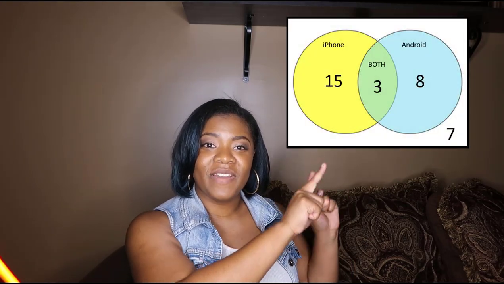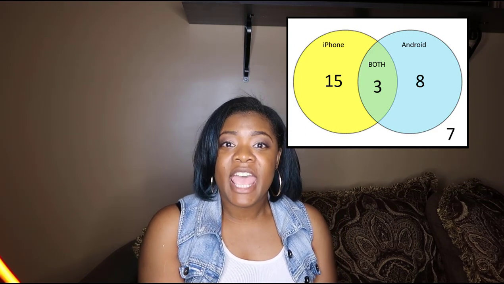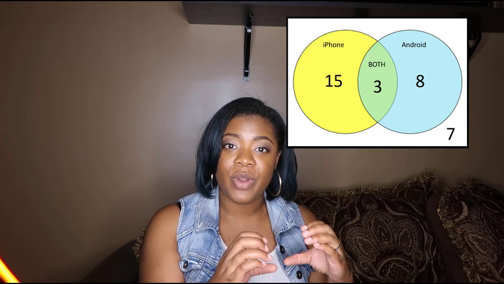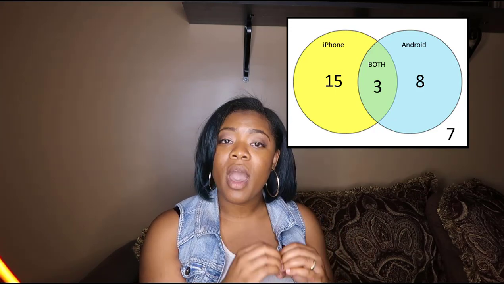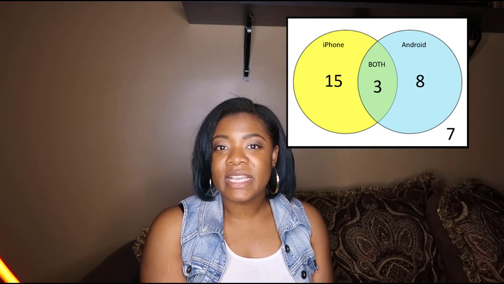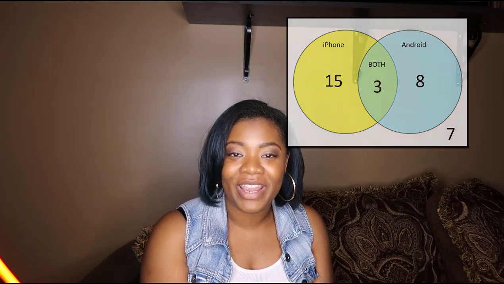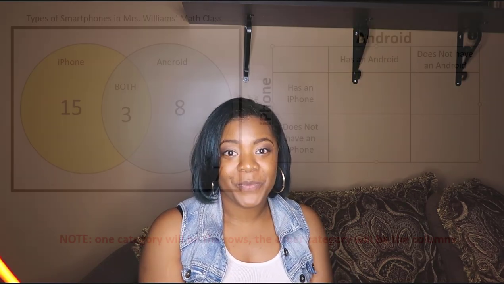So, what is a two-way frequency table? Pretty much, it is a different way to write a Venn diagram. And I'm going to put a picture of a Venn diagram right here. Now, you're probably already very familiar with Venn diagrams. It's a way that we can compare and contrast two different things. Well, a two-way frequency table can do the same thing. So let's look at an example of how we can convert a Venn diagram to a two-way frequency table.